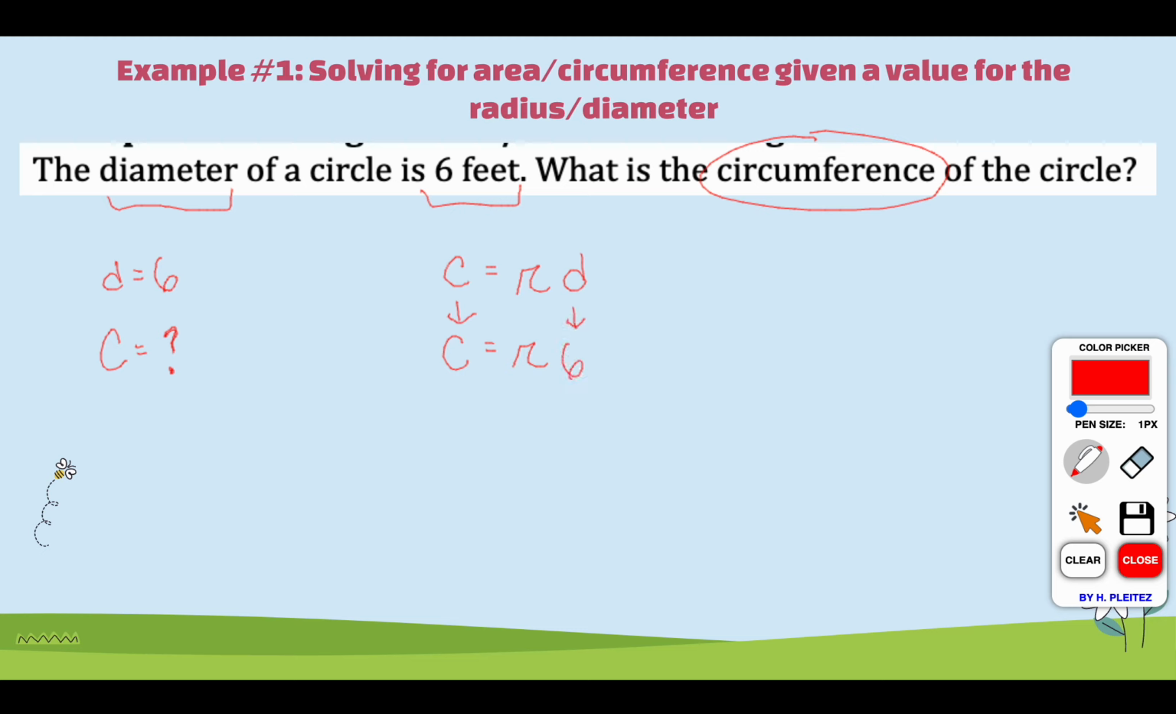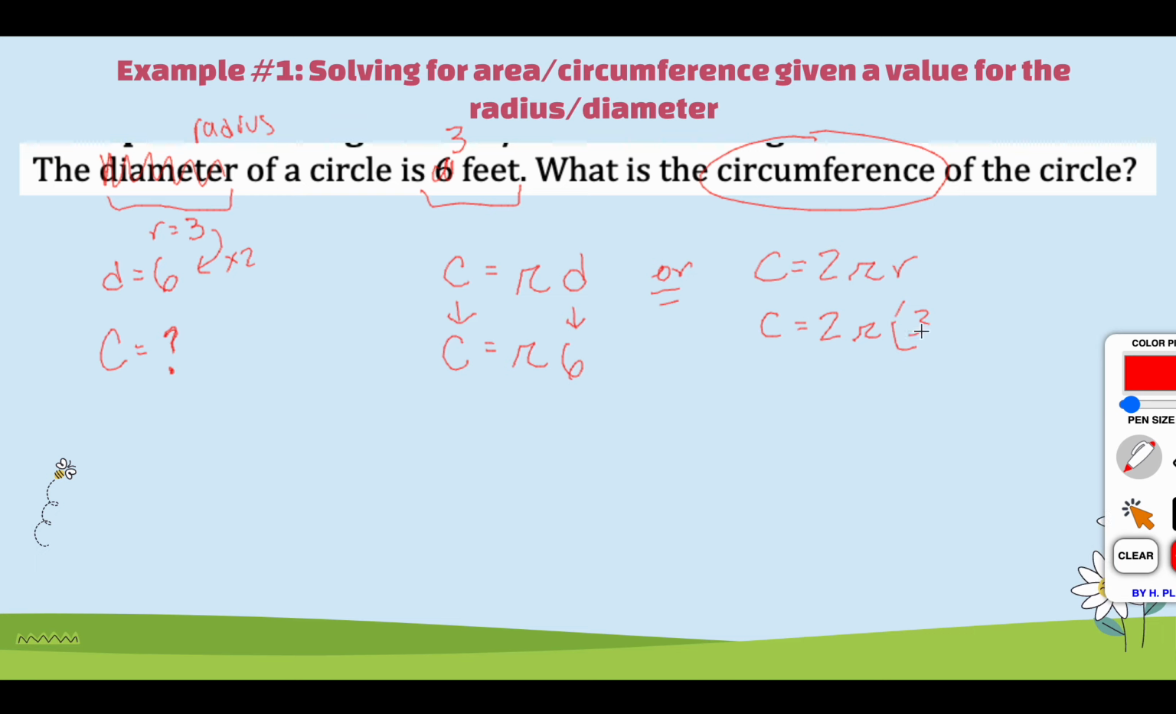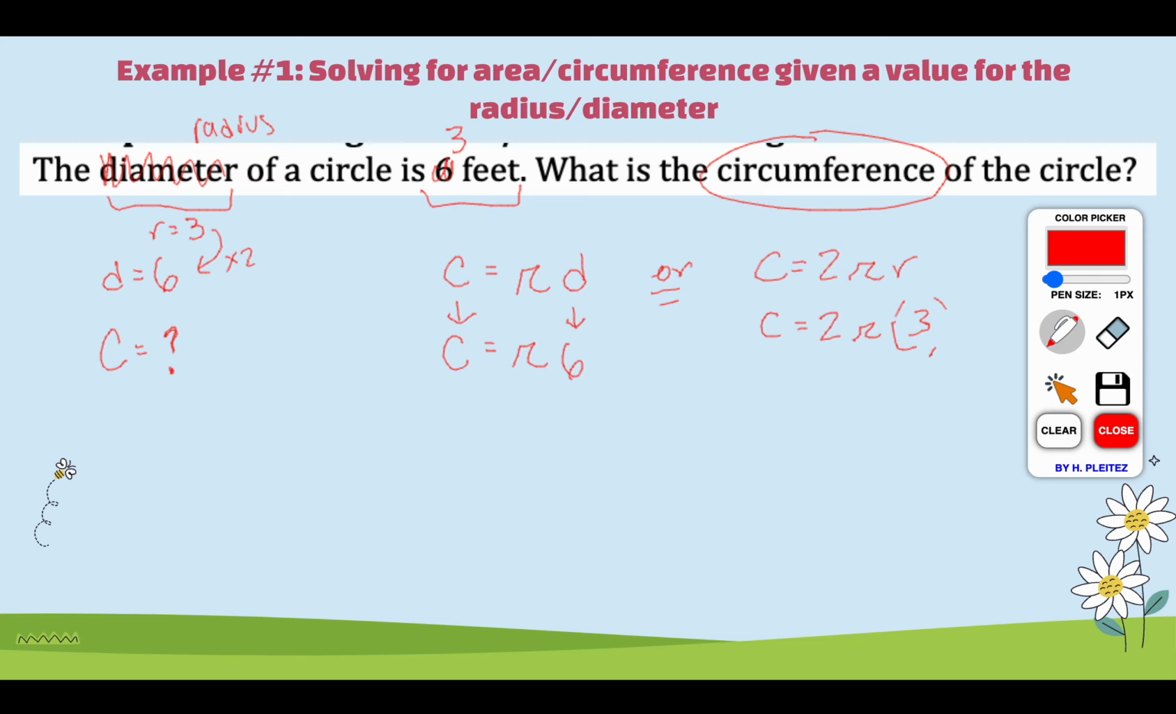Now, if they had given us the radius instead, let's say this question said the radius of our circle is 3, we would have had to take that value and multiply it by 2 to get our diameter. Or we could have used C equals 2 pi r and then substituted our radius in there. It's going to give you the same exact answer regardless.